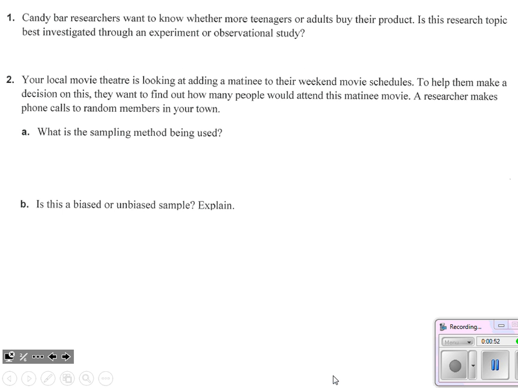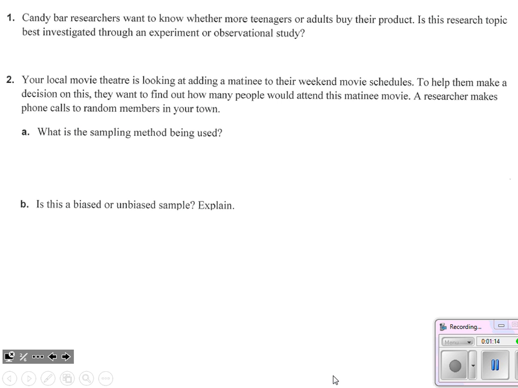All right, the first part of our review, it's going right through the chapter. We start off just by looking at experimentation versus observational study. So there's one of our first vocab words. So candy bar researchers want to know whether more teenagers or adults buy their product. Is this research topic best investigated through an experiment or an observational study?